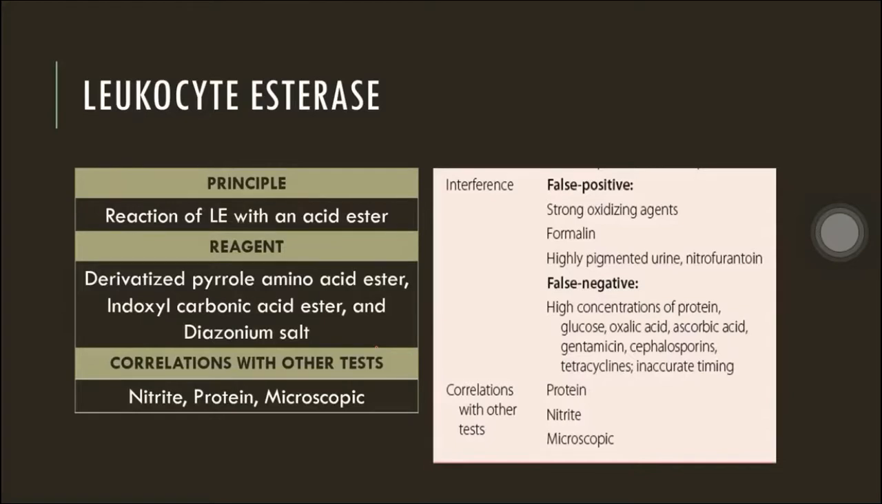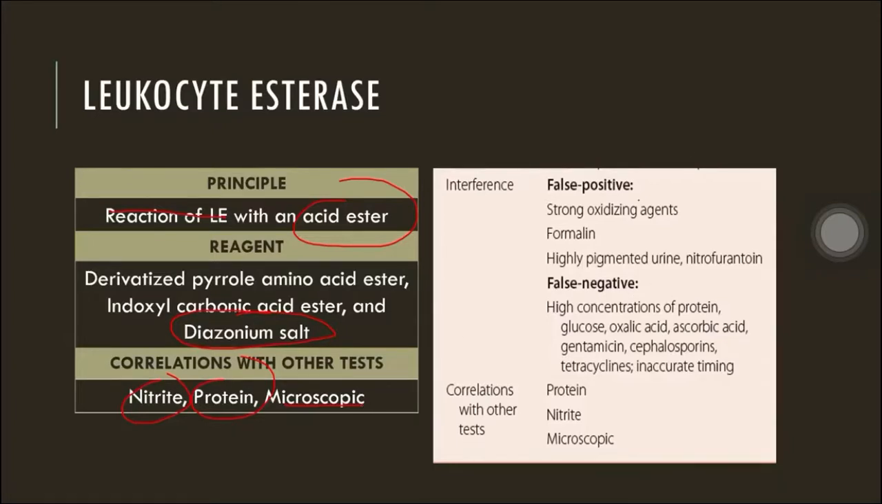So now move on to the technicalities of leukocyte esterase. So the principle employed here is reaction of the leukocyte esterase, the enzyme released by the WBCs, with an acid ester. So the acid ester is embedded in the reagent pad itself. Okay, so ano yung mga acid ester na yon? So derivatized pyrrole amino acid ester or indoxyl carbonic acid ester. Okay? For indoxyl carbonic acid ester, may addition siya ng diazonium salt, to facilitate the reaction. So LE can be correlated with results from nitrite for urinary tract infection, as well as protein, as well as microscopic for the presence of bacteria or WBCs.